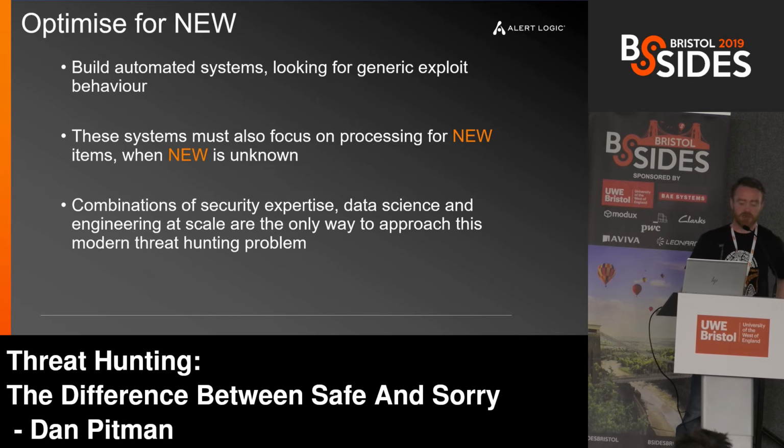So the point is you need to optimize for this new stuff, right? Build automated systems looking for generic exploit code, something that is used externally to run commands, or part of an RCE, not that specific URI, but the part of the payload that lets you see what was happening, or lets you give an early warning to your SOC and someone who can go and look at it.